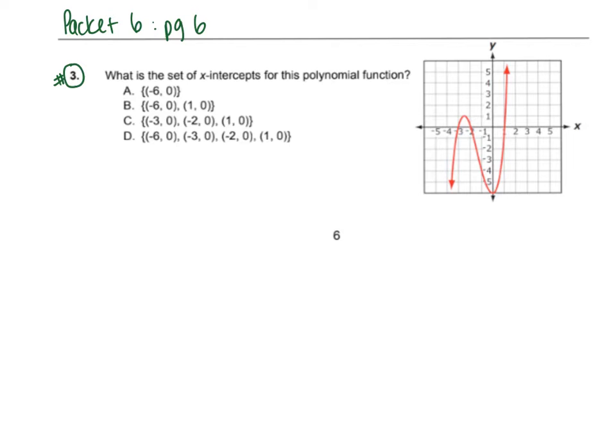So if you're asked for the x-intercepts, you are looking at where does this parabola, sorry, not parabola, I keep saying that, where does this polynomial or this curve cross the x-axis? So we can see that there are 3 points that it hits on the x-axis. So let me highlight those 3 points. It looks like this one here is at 1, 0. So x here is 1, y here is 0.